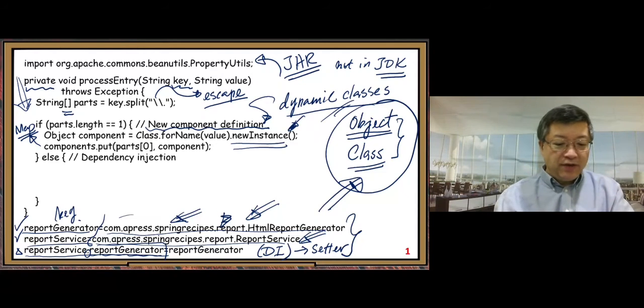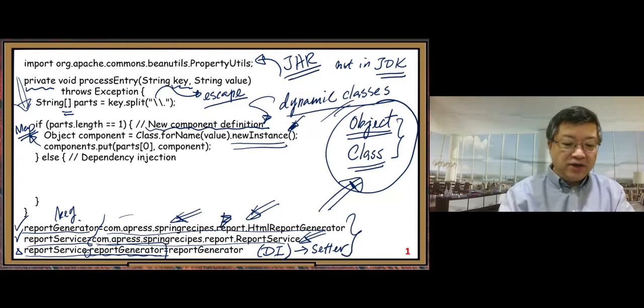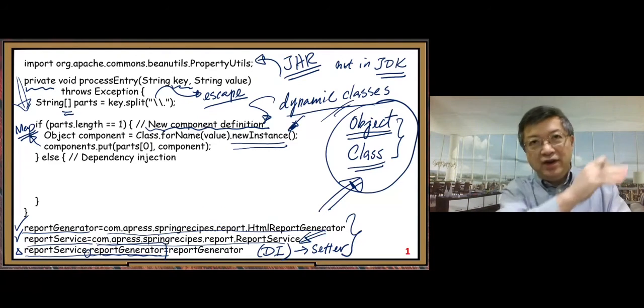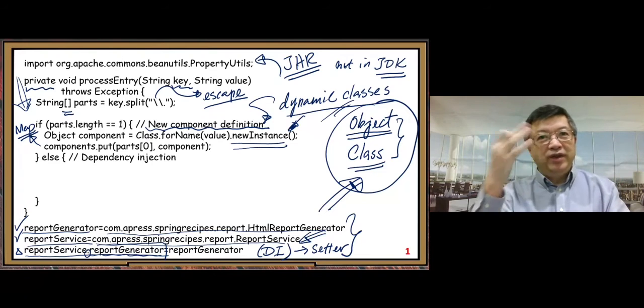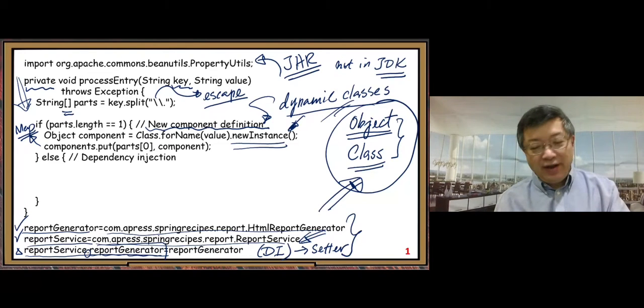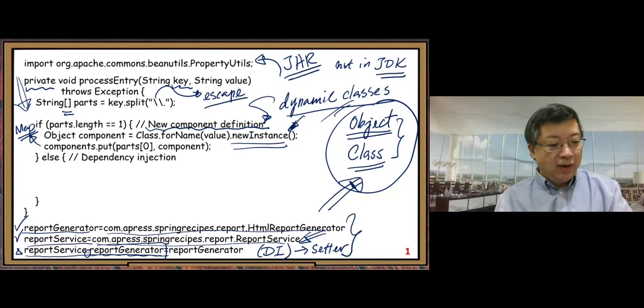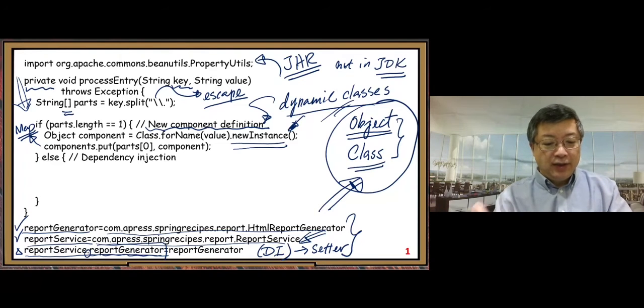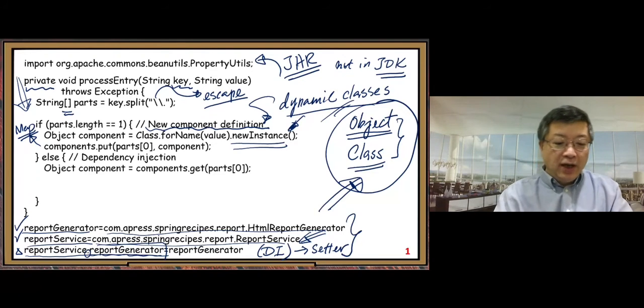Then let's look at the dependency injection part. How to do it? This part is harder than the previous one. The previous one I already explained a lot, because of the dynamic class concept. But this one is even harder to explain. So let's look at that.